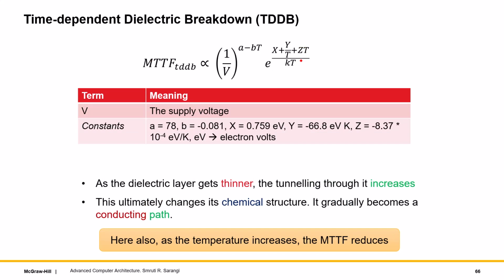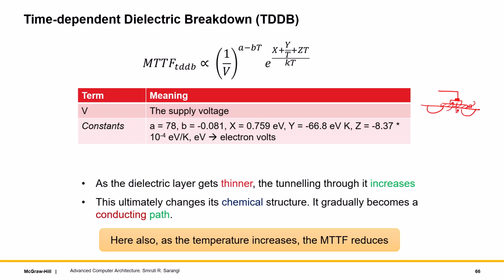Time dependent dielectric breakdown. The idea here is that in current transistors, if let's say this is the channel, then the dielectric layer over here is quite thin. So the silicon dioxide layer is quite thin. You have a polysilicon gate and you have a contact. This layer as such is very thin, only several nanometers.